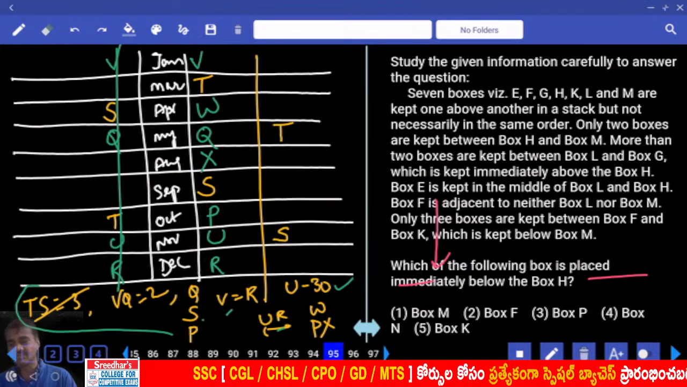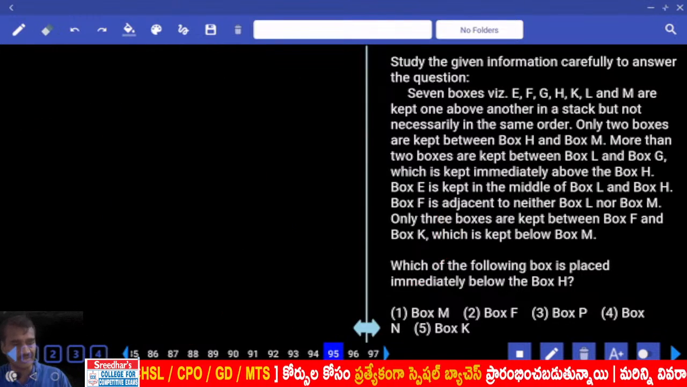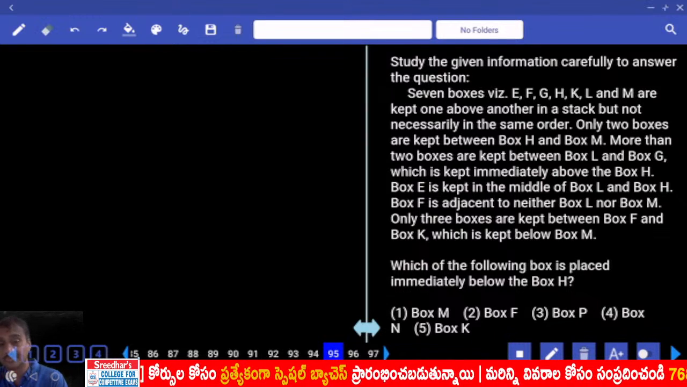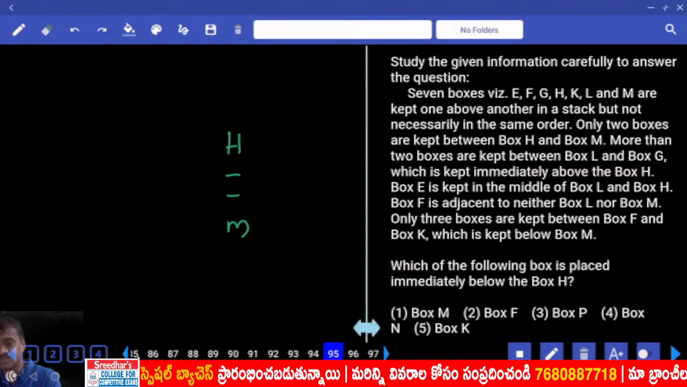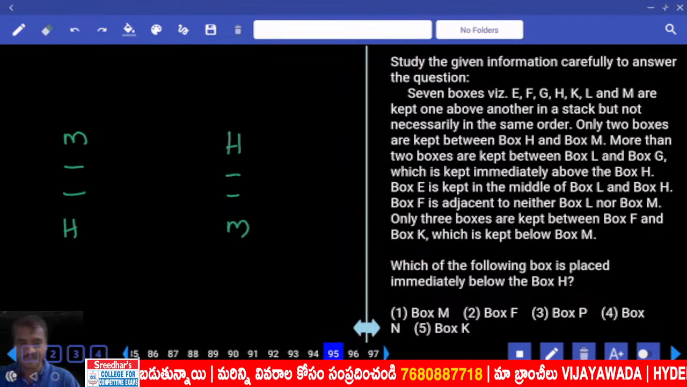Then 95, there are some 7 boxes. Now 7 boxes stacked one above the other. Only 2 in between H and M. How many possibilities? 2 possibilities. Now H can be before this M or H can be after this M. Now in between H and M, how many? There are only 2. Altogether there are 4.